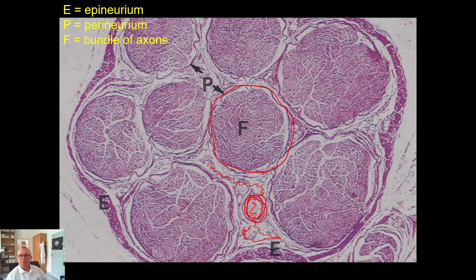Perineurium is very special type of tissue. We will look at it. And endoneurium is here invisible because it is submicroscopic extracellular component of each of these fascicles or bundles.